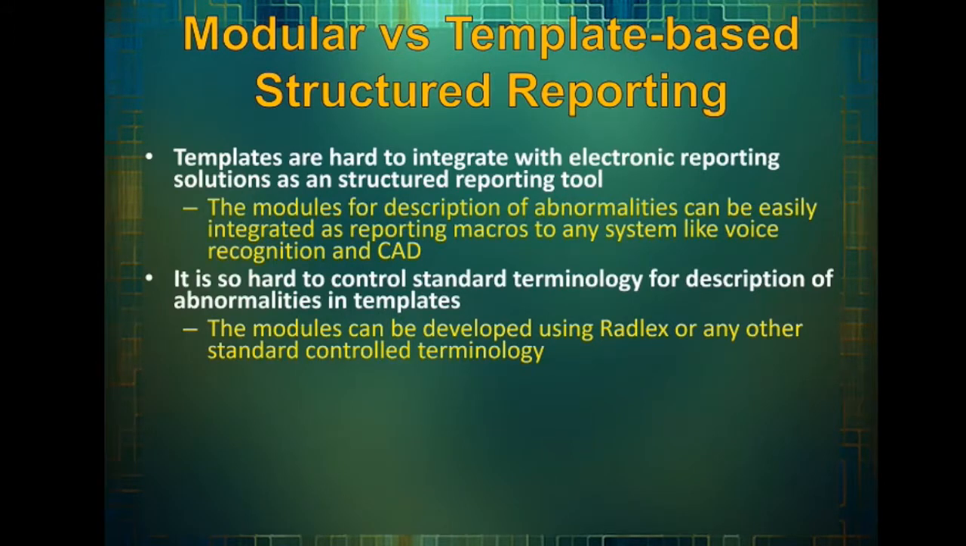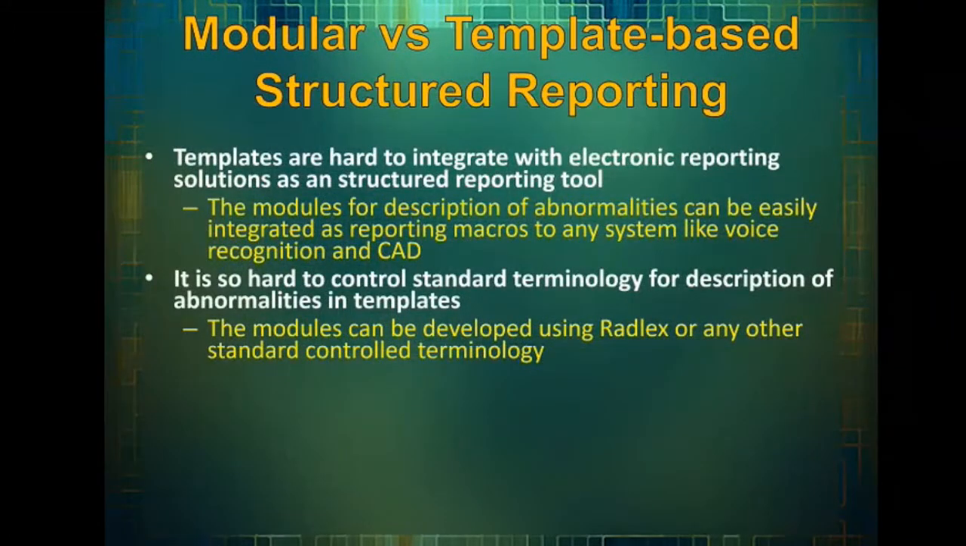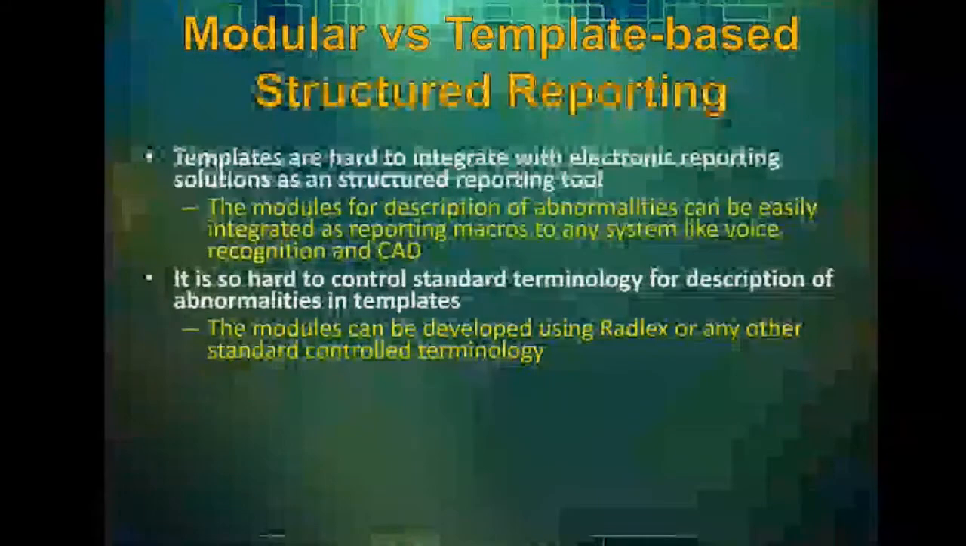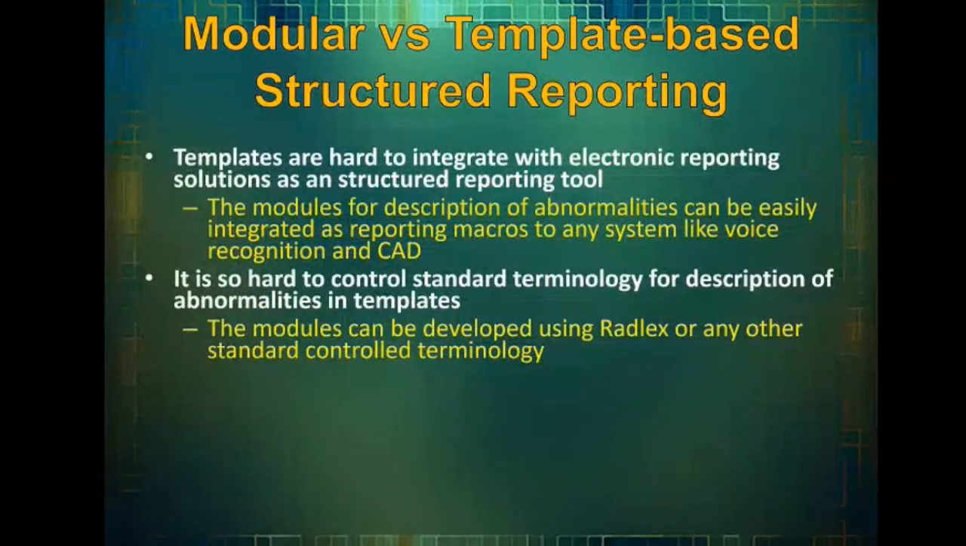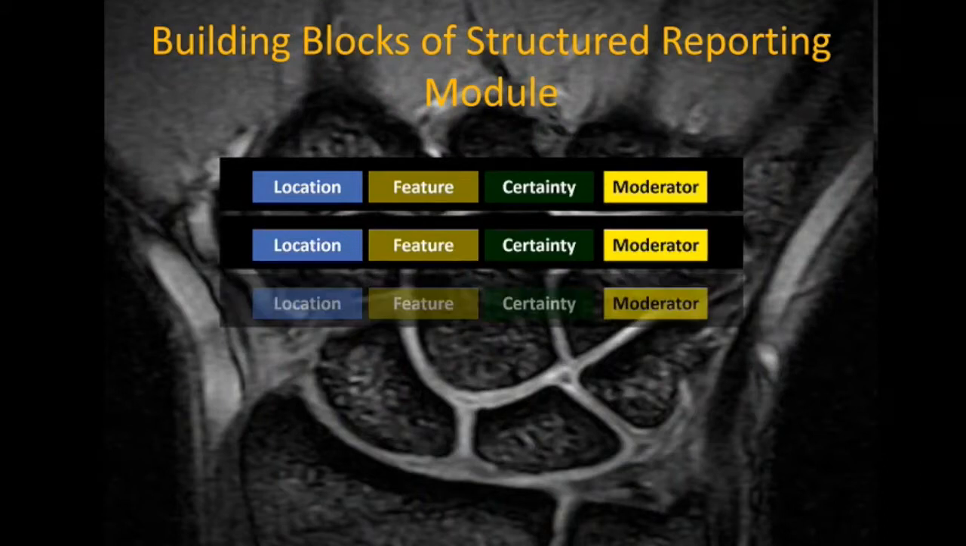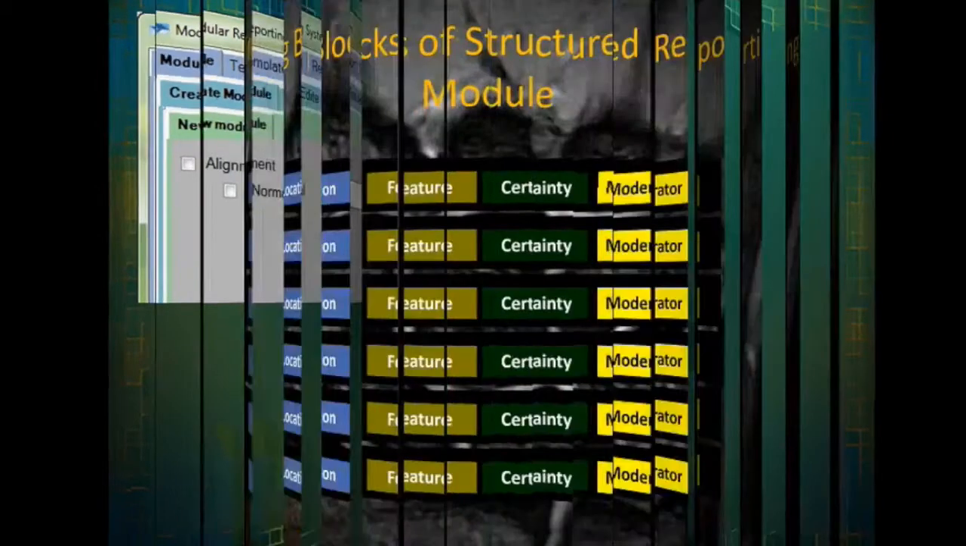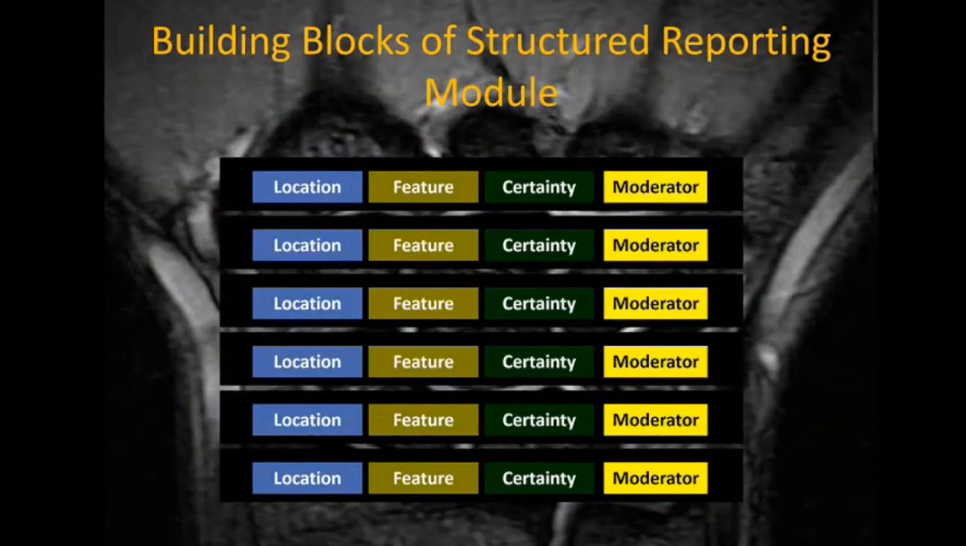In my opinion, the structured reporting should be considered a collection of building blocks of a report, which includes the location, the feature, the level of the certainty of the reporter, and sometimes we need some moderator to have a more clear description of objects. So this is the usual appearance of the structured reporting by sub-elements or building blocks of modules.